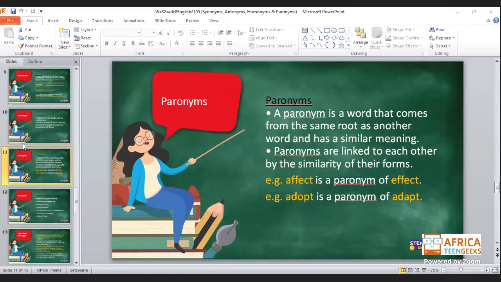Tyrese has given us some examples in the chat. Wow, Tyrese, you really can type very fast. Okay, so Tyrese has given us some examples in the chat. He says vigil, invigilate, vigilant, and vigilante. Okay, let me see if I can copy them.